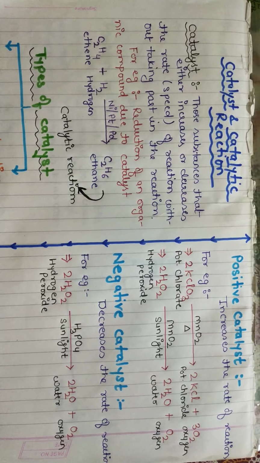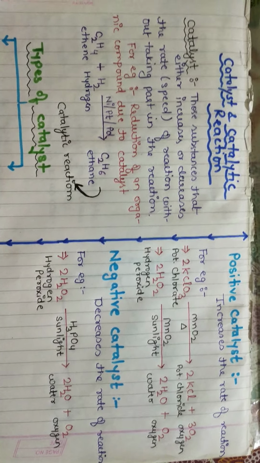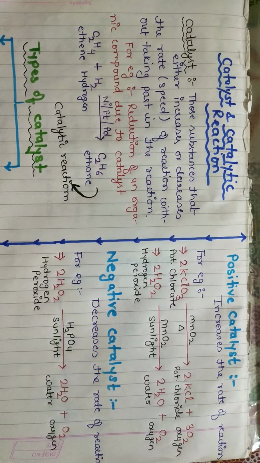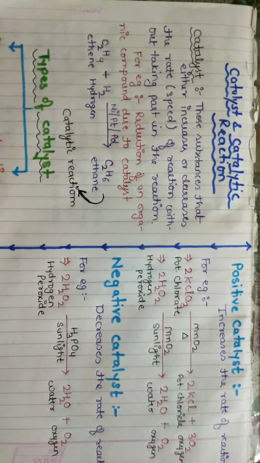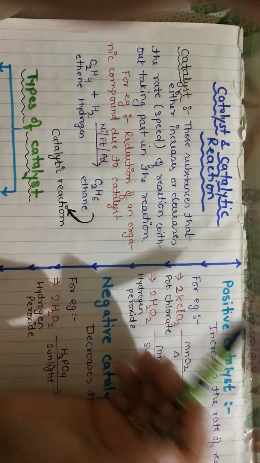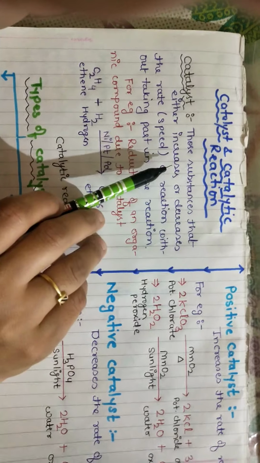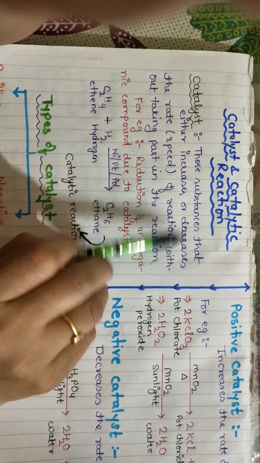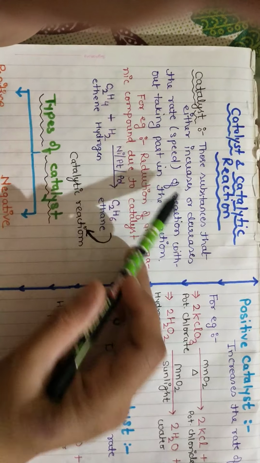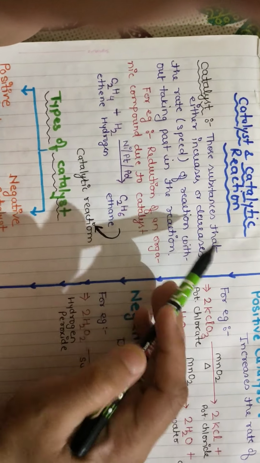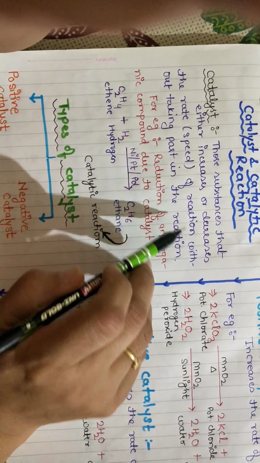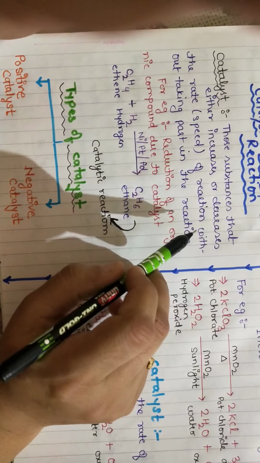Hello students. So today we will learn about the role of catalyst in the chemical reaction. For that we have to remember or learn about what is catalyst. These are those substances which alter the rate of reaction. That means either they can decrease or increase the rate of reaction. Rate means speed of reaction, without taking part in the reaction.